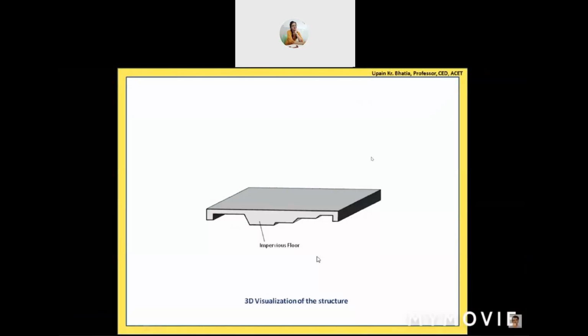Above this concrete floor, we provide this weir wall. And on top of this weir wall, we provide the crest shutter. So this is the 3D visualization of how the structure would look.